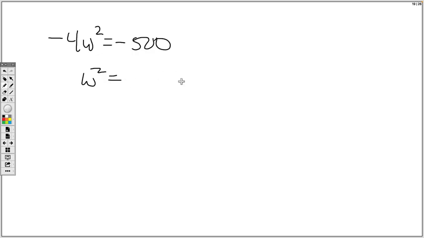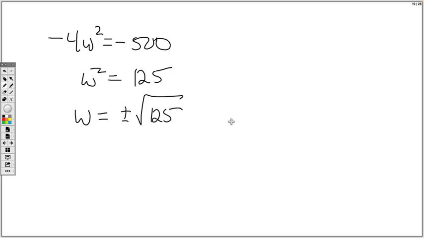So what's w squared equal to? 125. And how do I solve for w then? W would be what? Plus or minus the square root of 125, which I could simplify. Is there any perfect square sitting inside 125? Yeah, it's 25 times 5, right? I can bring some of those out.